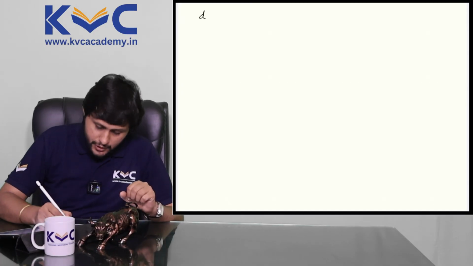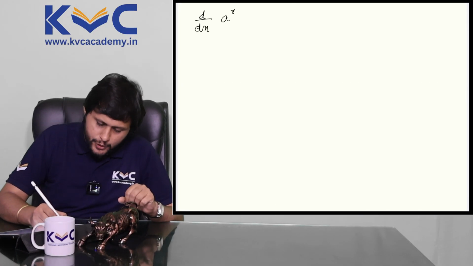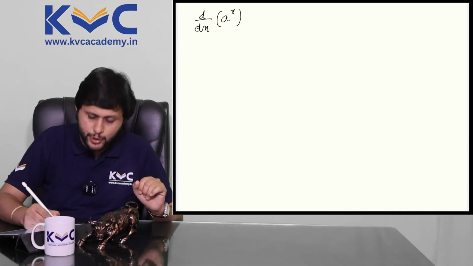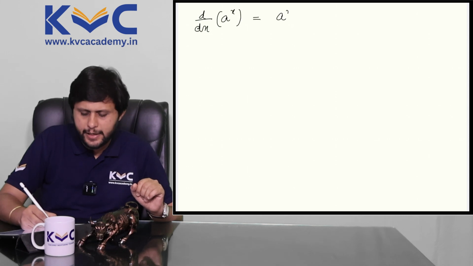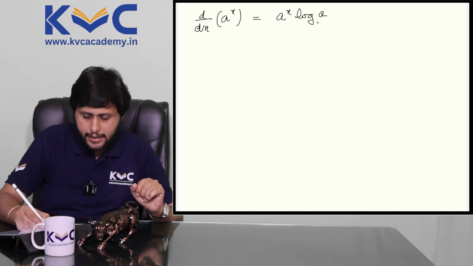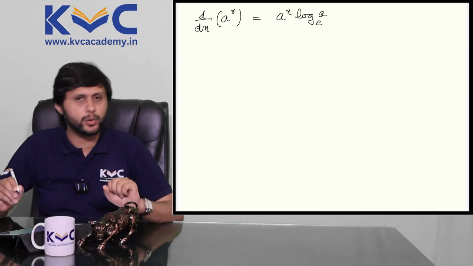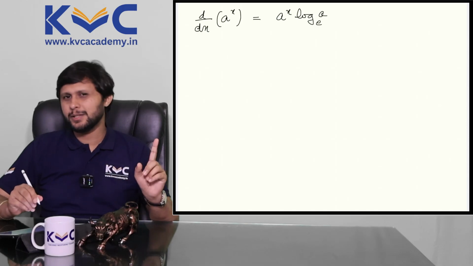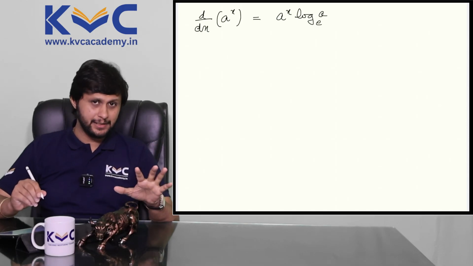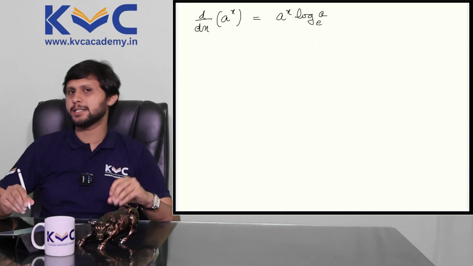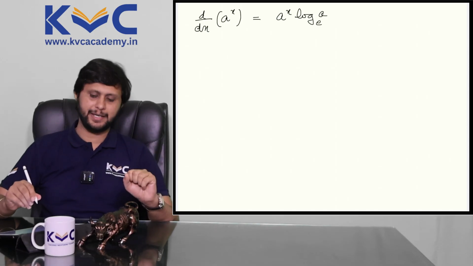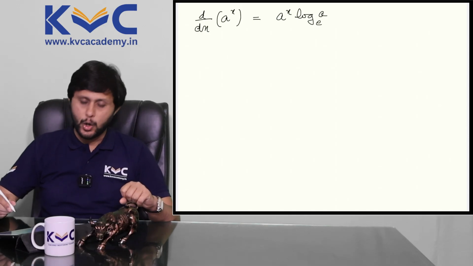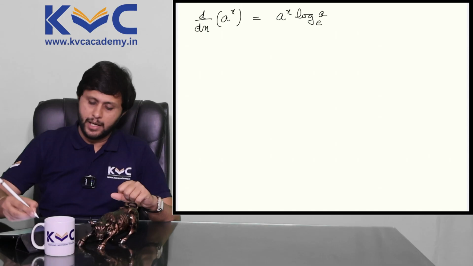Next we have differentiation of a to the power x. Last time it was x to the power n. Now we have a to the power x. Differentiation of this is a to the power x log a, with base e. Remember, in calculus when the base is not mentioned, it is always base e. But remember in the earlier logarithm that we were studying, whenever the base is not mentioned, we used to consider it as base 10. Okay, here it is base e. So differentiation of a to the power x is equal to a to the power x log a to the base e.